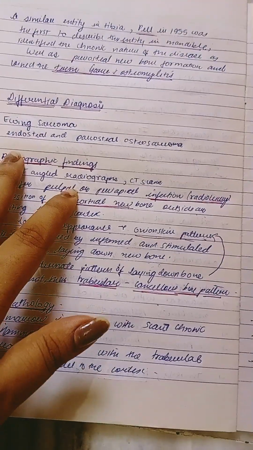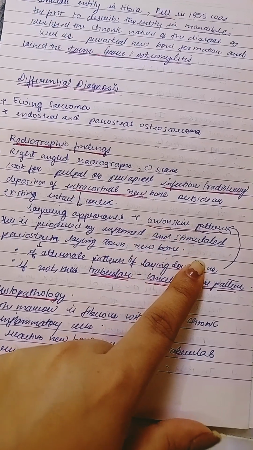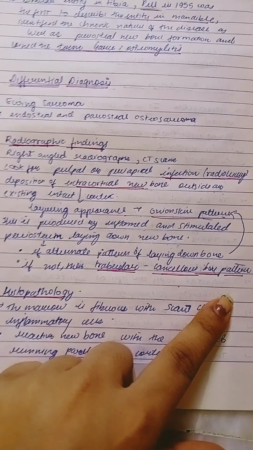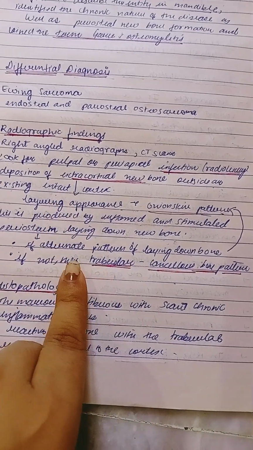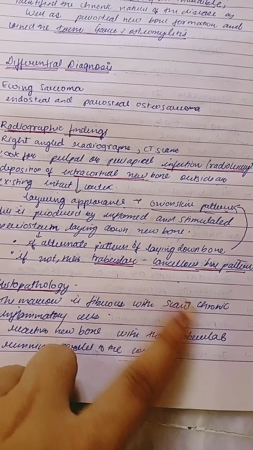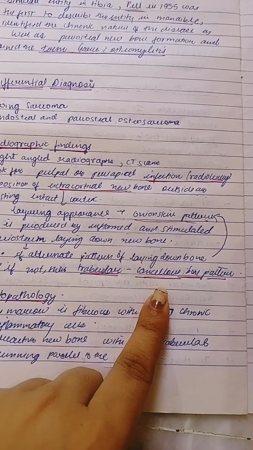So radiographically we can appreciate two patterns. First is the onion skin pattern and second is the trabecular cancellous bone pattern. Onion skin pattern is seen when there is a layering appearance, or the bone is laid down in an alternate pattern. And if it is not in an alternate pattern, then the appearance will be trabecular cancellous bone pattern.